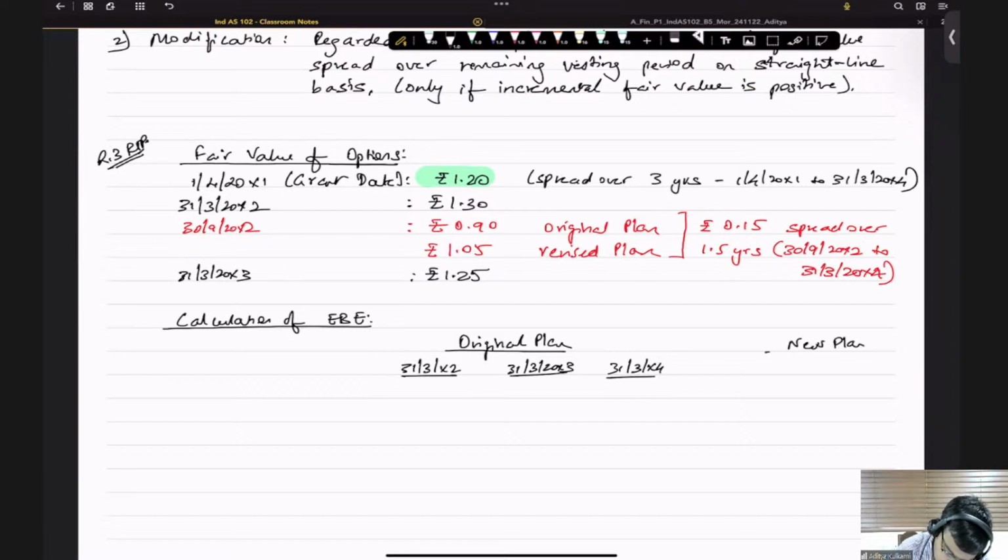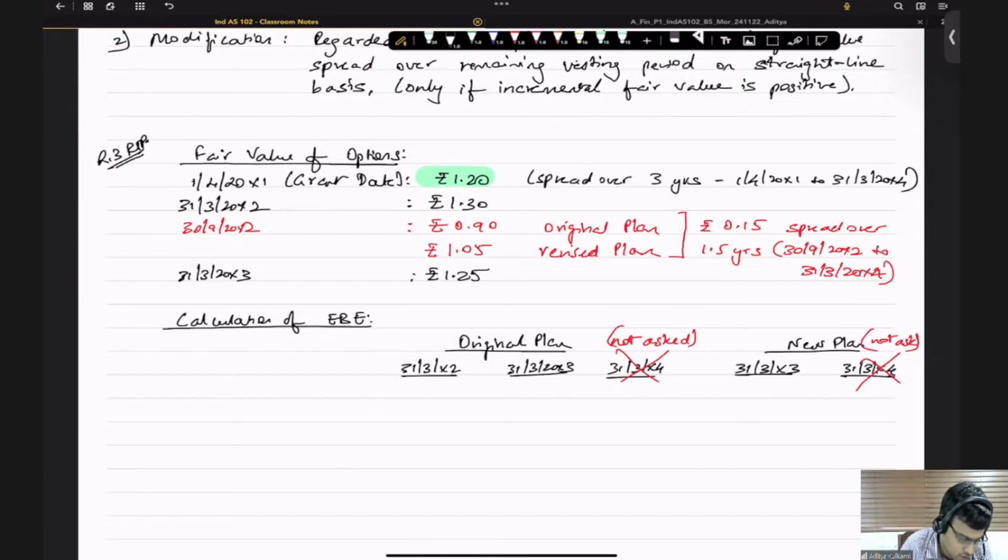New plan: 31/3 X3, 31/3 X4. Okay, we don't need this. I'm not cancelling because I'm changing the option. I'm cancelling because the question has not asked the treatment on 31st March X4. So I'm not considering it. Not asked. Only for that reason. Don't take it as standard, etc.